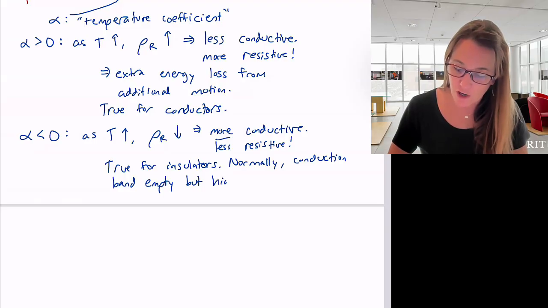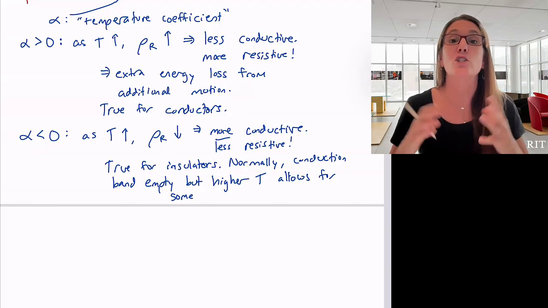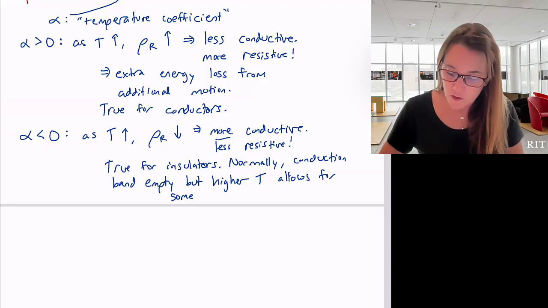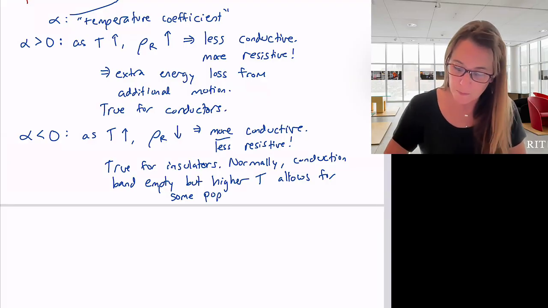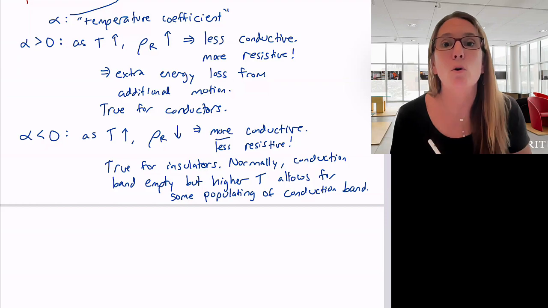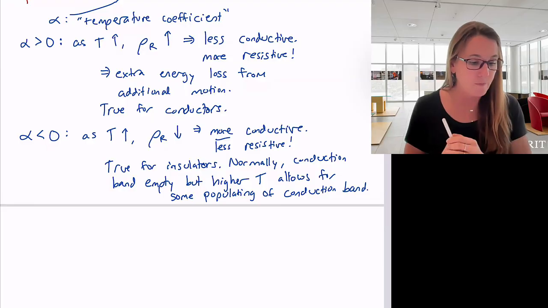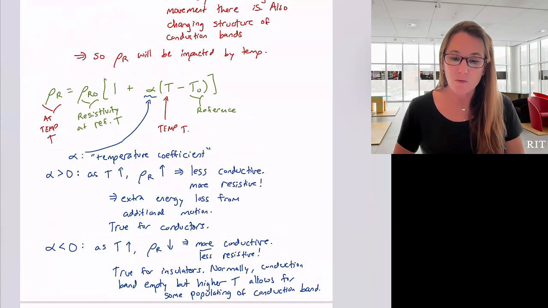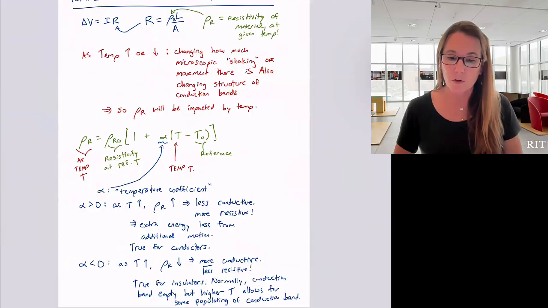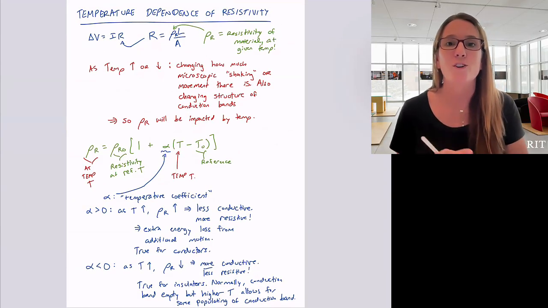But the higher temperature allows for some charges essentially to enter that conduction band, for some population of the conduction band. And so you get some motion of your charges, and it's going to then be a better conductor. Okay, so that's really the key idea of this pretty short video, just talking about the temperature dependence of resistivity and how that might look in conductors and insulators.